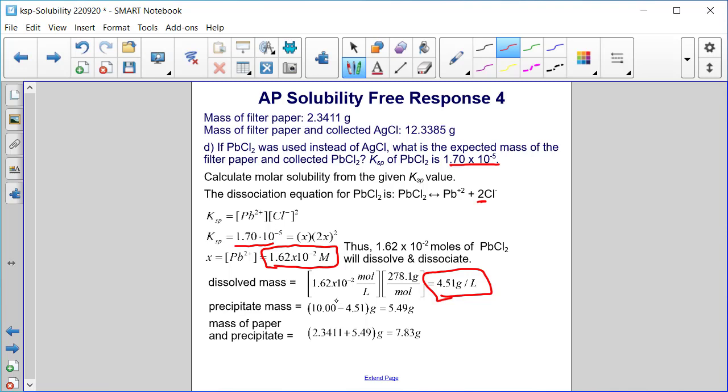If the original mass added was 10 grams and 4.51 grams dissolved, we'd be left with 5.49 grams precipitated. And then add that to the mass of the filter paper that was given in part A, and we would get 7.83 grams. That would be the expected mass of the filter paper and the collected lead-2 chloride, which is a significant amount less than for the silver chloride, right? Because more of it dissolved.